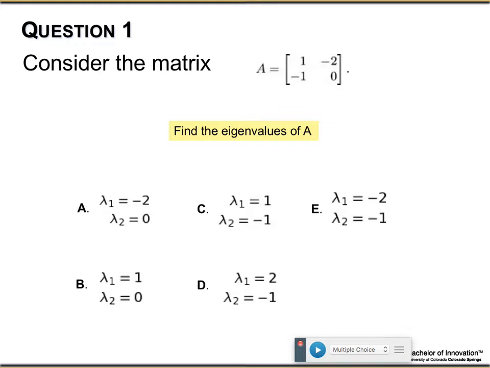Okay, so now let's actually do one. Consider the matrix 1, minus 2, minus 1, 0. Find the eigenvalues. You can chat with the neighbor on this one. There is some calculation, but not much.